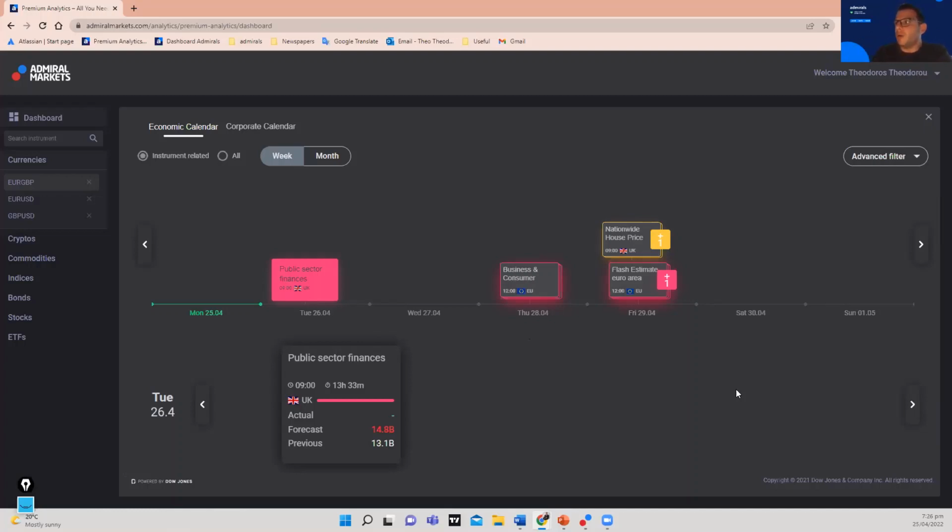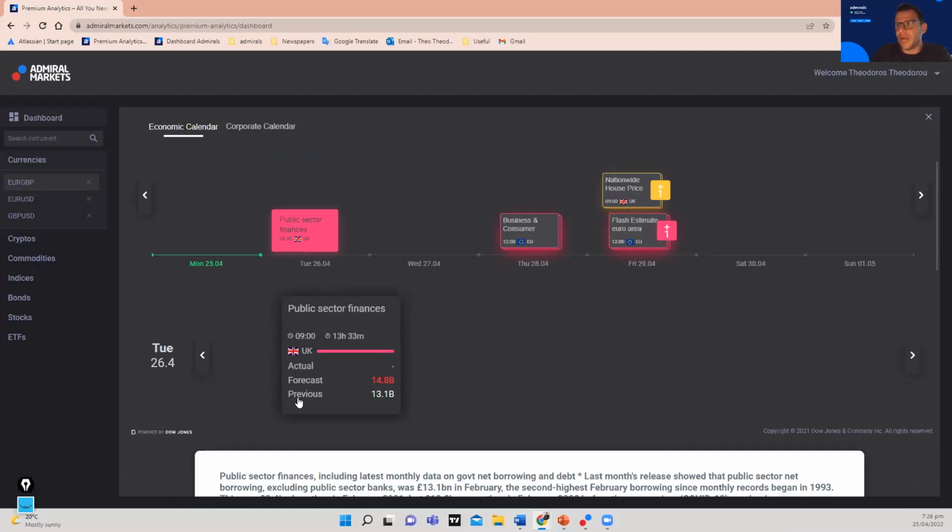All right. Now, we are still on the Euro GBP. We see here Monday, we see here Tuesday. So if you are trading Euro Pound, you know that tomorrow there is a public sector finances release. You can scroll a little bit down. We see the previous 13.1 billion. The forecast is 14.8 billion. Now, of course, the actual is going to determine the direction of the market.